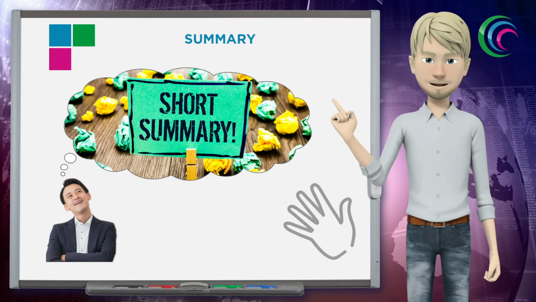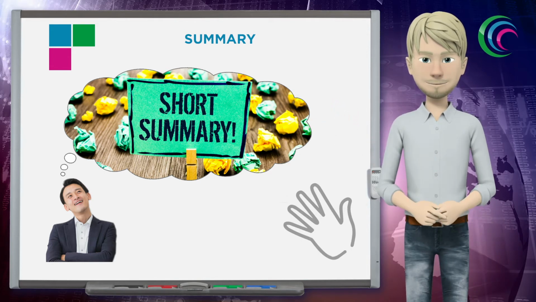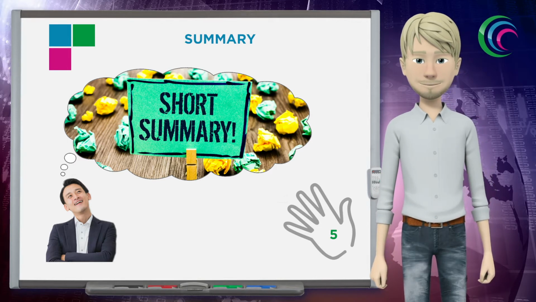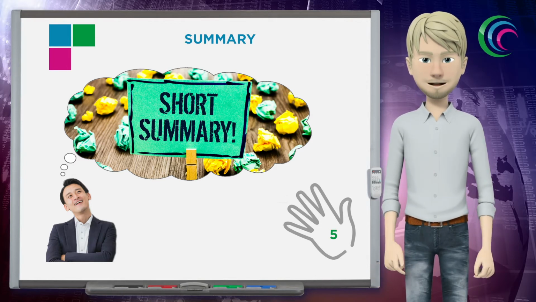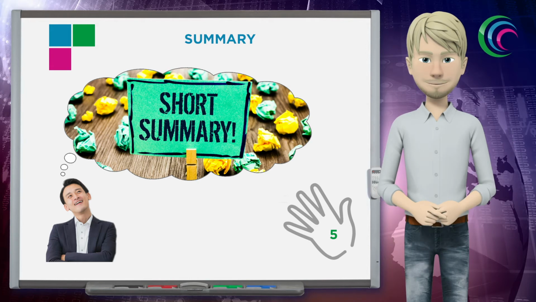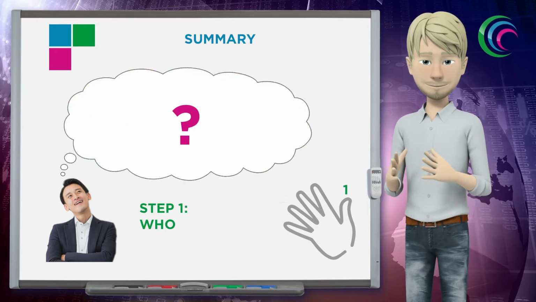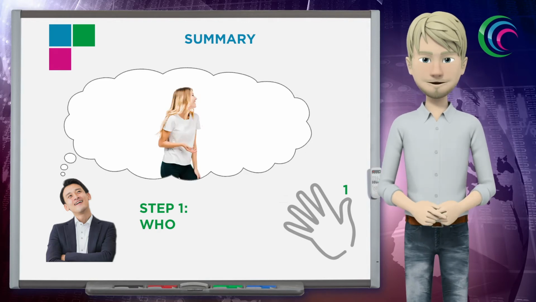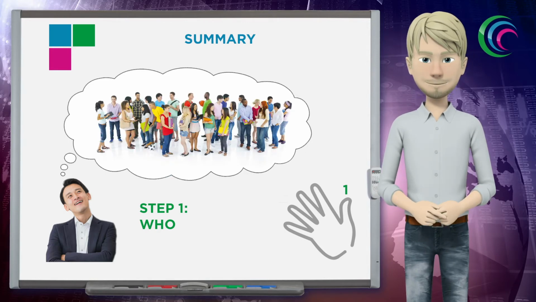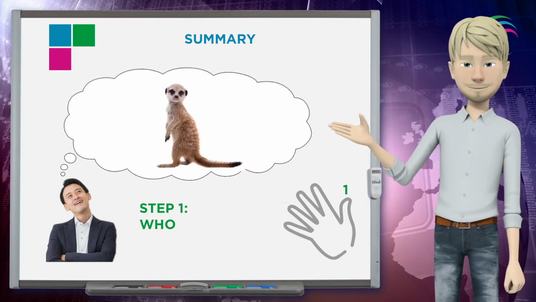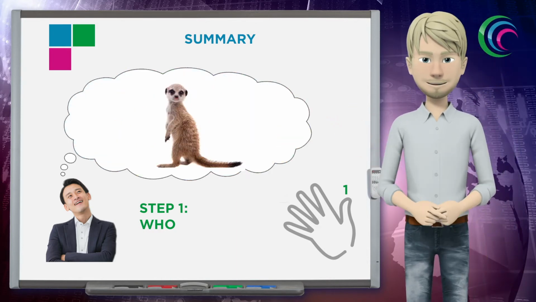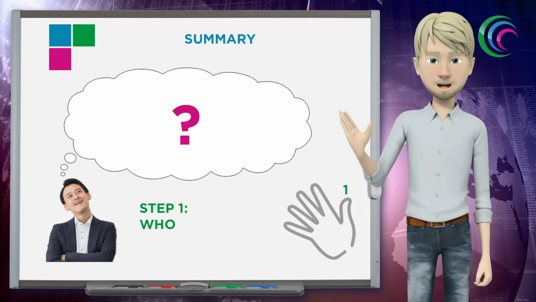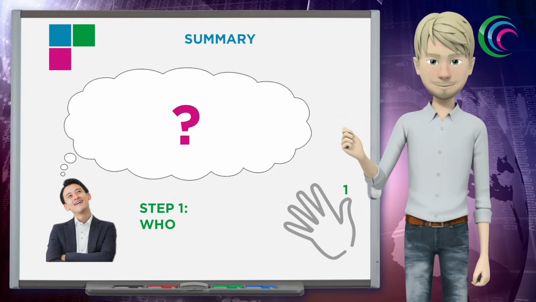Let's have a look at a strategy to write a good summary. Here are 5 steps to help you summarize. Each step is answering a question about the text. Step 1. Who? Whom is the text about? Is it a person, a group of people, or maybe a country or an animal? Write down who is involved in the story, along with the essential details to answer the who question.